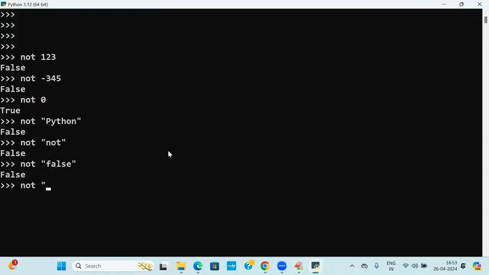Not, not like this. Come on, quickly. Be careful. Not, there is no space. There is no space means what is the length? Zero. Not zero means true. Not zero means what? True. Are you okay? Right.